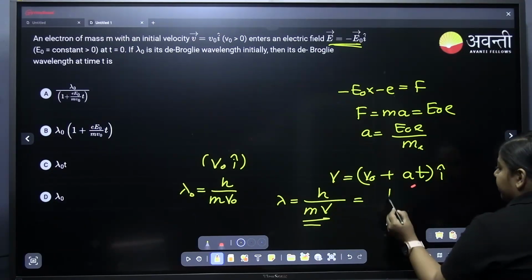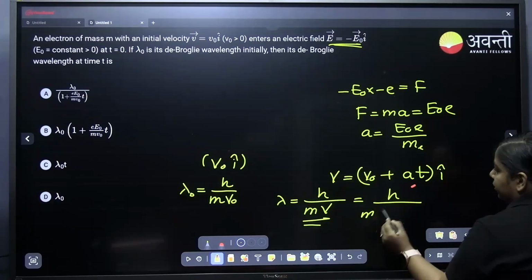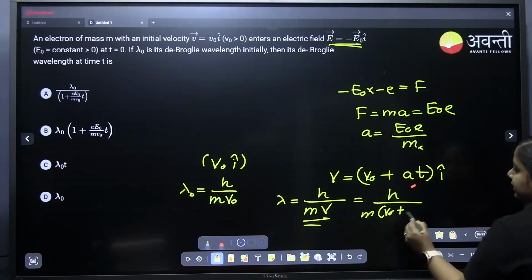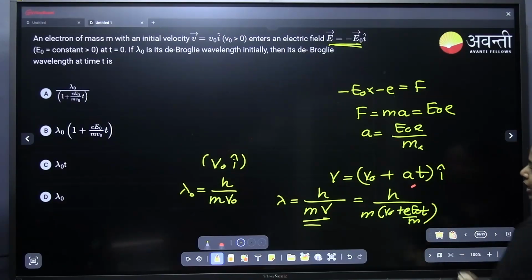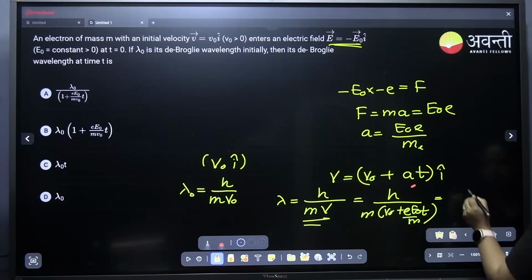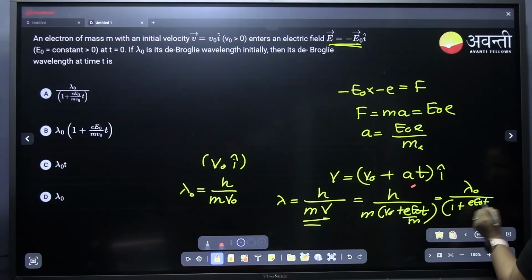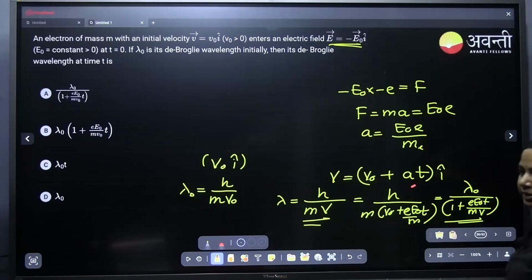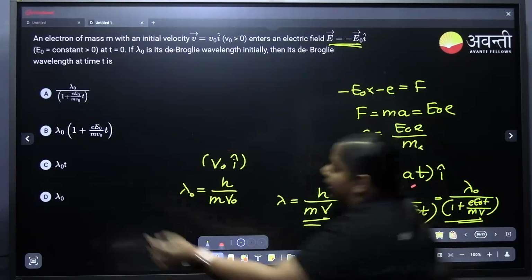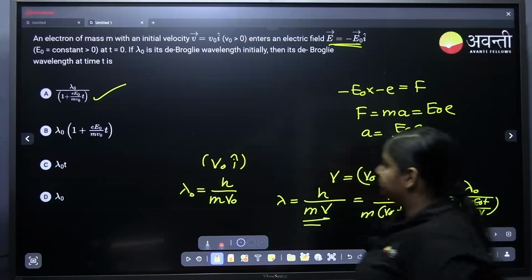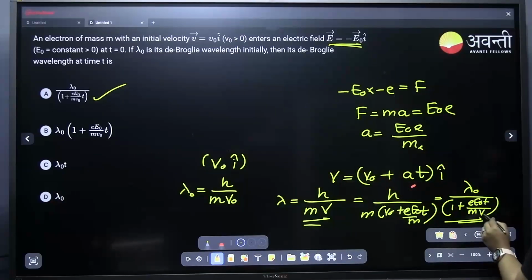We will have h divided by m into v naught plus e naught by mt. If you take v naught outside, you will get lambda naught divided by 1 plus e naught t divided by mv. Answer is option A.